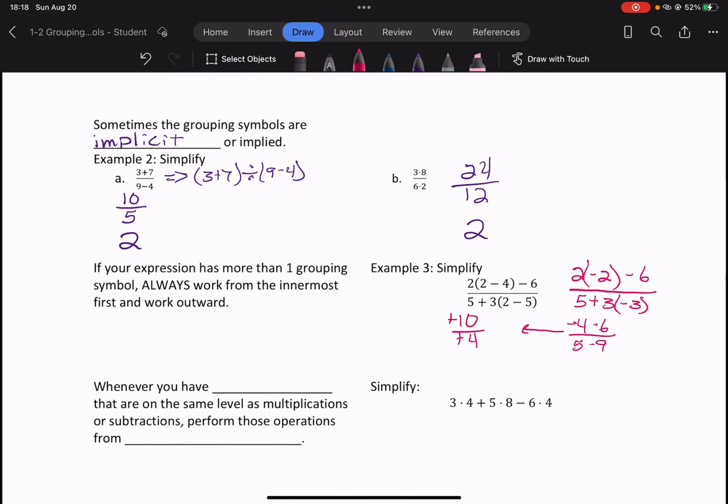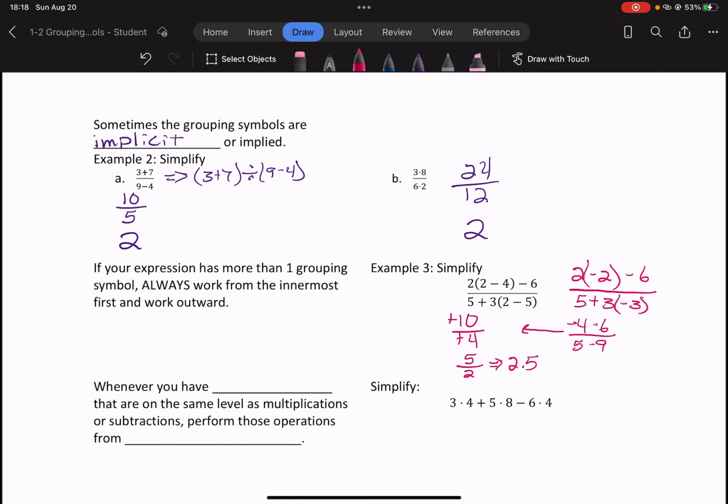Now we want to look at what number goes into 10 and 4. Well, 2 goes into 10, 2 goes into 4. That's the only one that goes into both of them. So we're going to divide both of those. 10 divided by 2 is 5, and 4 divided by 2 is 2. So I'm going to leave it as this improper fraction, but I could also write it as 2.5 if I divided it out. And that can be okay.